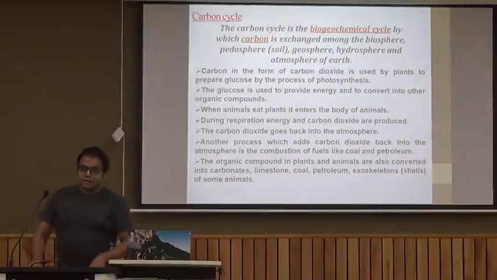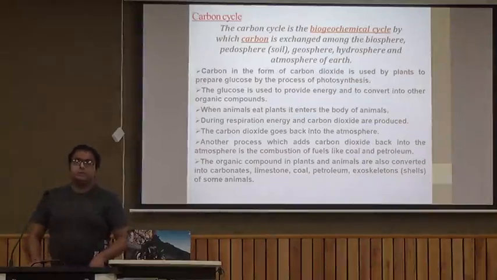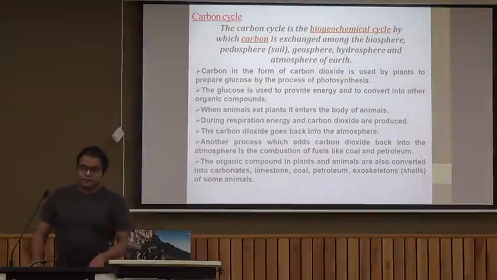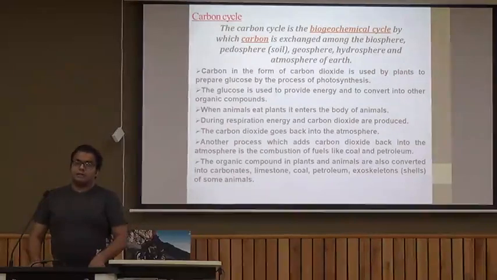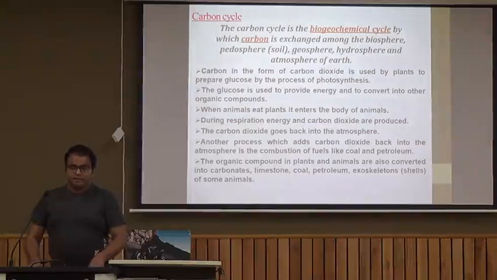The carbon cycle involves the exchange of carbon among the biosphere, pedosphere, that is soil, geosphere, hydrosphere, and atmosphere. Carbon is in the form of carbon dioxide in air, which is used by plants to prepare glucose, and the process we all know is called photosynthesis. Now, glucose is used to provide energy and is converted into other organic compounds.